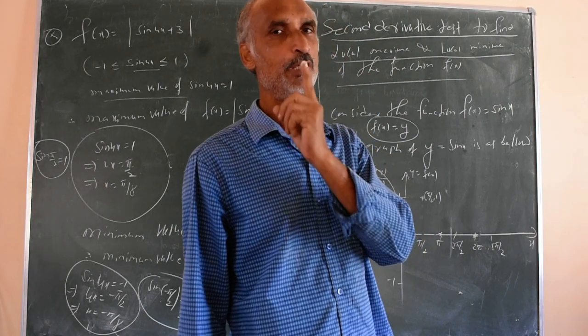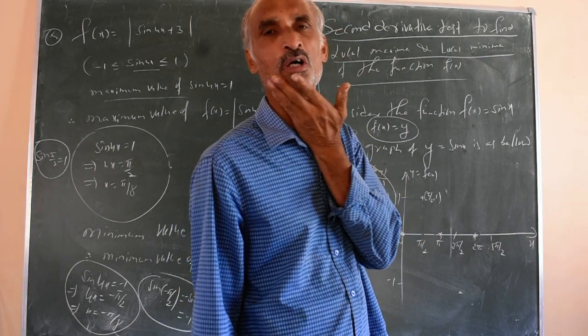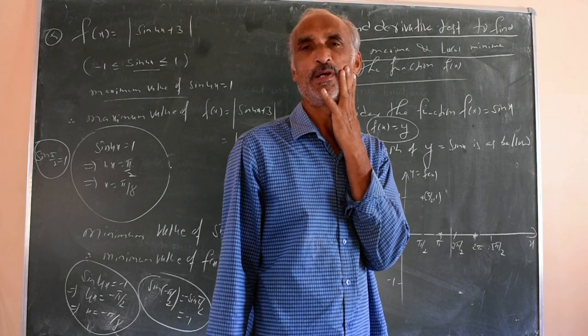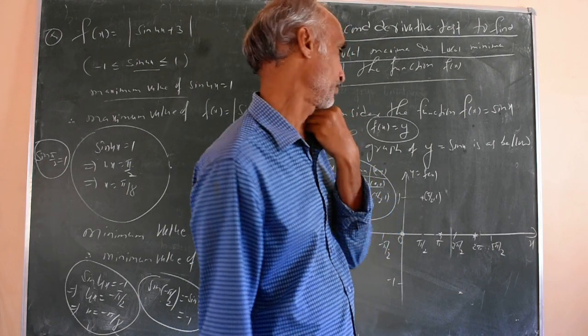At odd multiples of pi by 2, sin is plus or minus 1. And cos of odd multiples of pi by 2, cos pi by 2, cos 3 pi by 2, cos 5 pi by 2, cos 7 pi by 2, and so on, are all equal to 0.